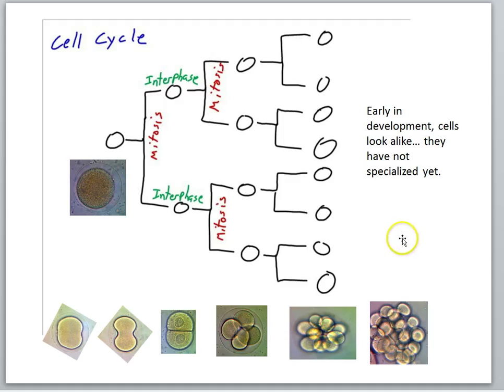Now let's take a step back again and take a look at our diagram of early development. Here we have the fertilized egg going through rounds of the cell cycle, mitosis, producing more and more cells. Now what's important to understand here though is that early in development, as we see down here in these pictures, the cells all look alike. So they have not yet specialized. Nevertheless, something important is happening in the nuclei of all of these cells.